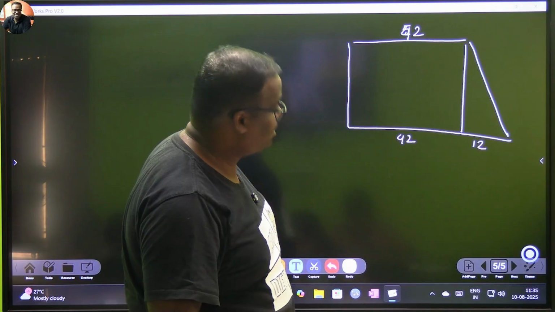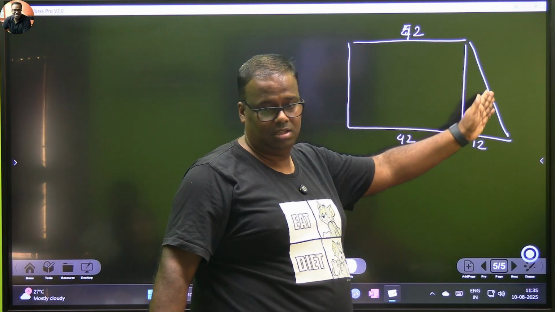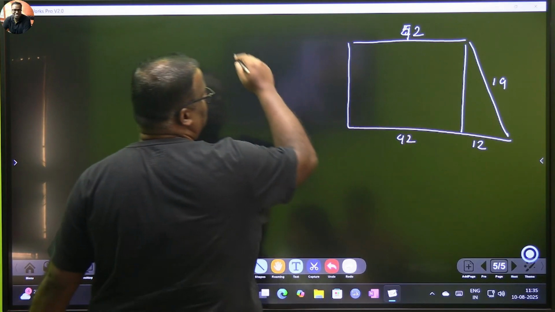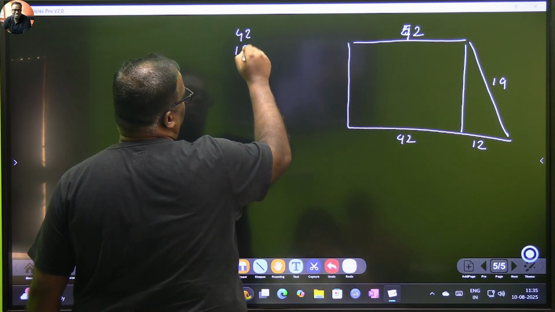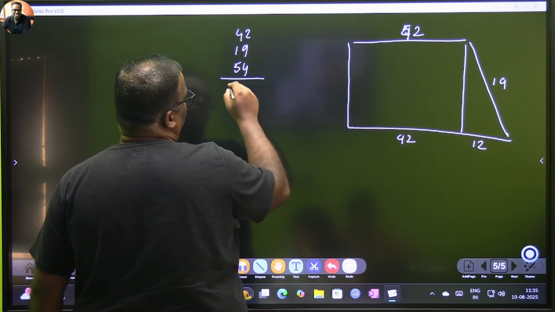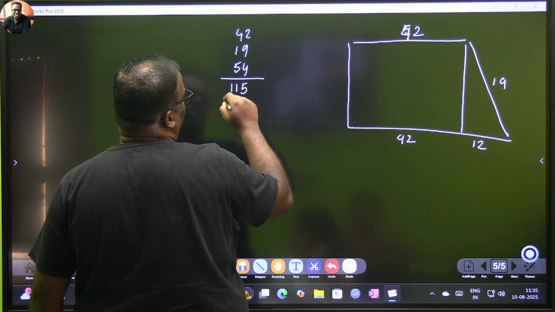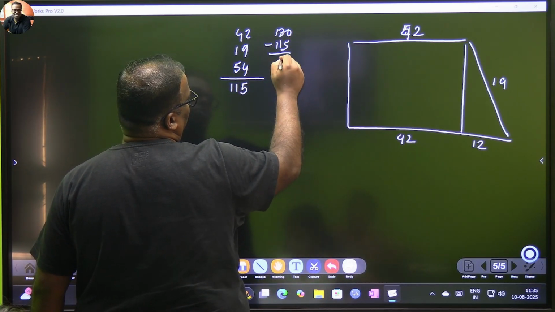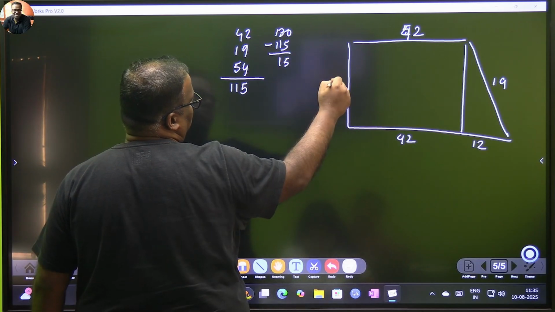Abhigya, how much was this side? Right there, 19. So the perimeter is given. Perimeter is 130, and the sides are 42, 19 and 54. If we add those, we get how much? 115. And 130 is the perimeter. If you take out 115, you get how much? 15. So this side is 15.